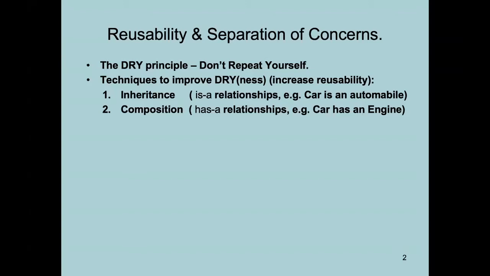Essentially, a simple way of explaining inheritance is what you're looking for in your problem domain, not in your code base, are what are referred to as is-a type relationships, as you're modeling your problem domain. So an example of an is-a type relationship might be here. A car is an automobile.